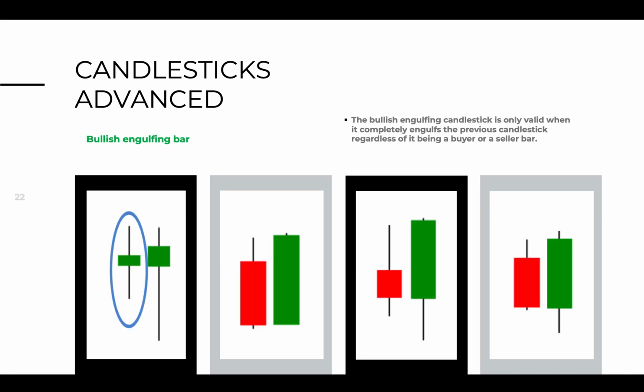The next bar we have is the bullish engulfing bar. This is a very good indication of a strong turning point in the market, and price is really gaining some bullish momentum. This is where the buying bar completely engulfs the previous bar, whether it's a selling bar or another buying bar. When the bar completely engulfs the whole price action of the previous bar, this is a very strong indicator that price is going to turn.